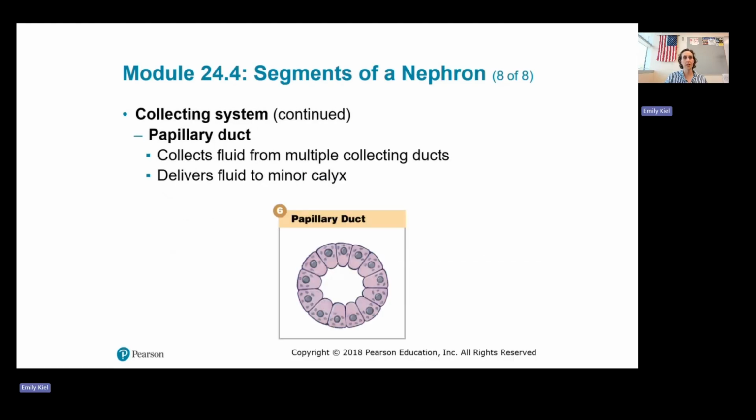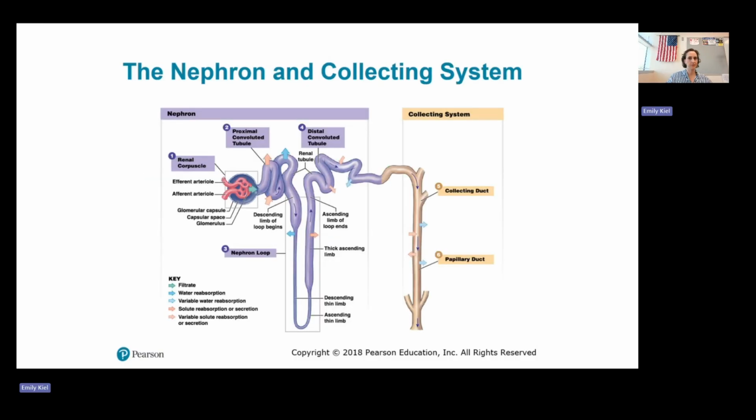And then from the collecting duct, we're going to go to the papillary duct, and that's going to collect fluid from multiple collecting ducts and then take that fluid to the minor calyx. These are cuboidal to columnar in shape. They're not really doing anything to adjust the composition. They are just a conduit or a transport to get the fluid to that minor calyx.